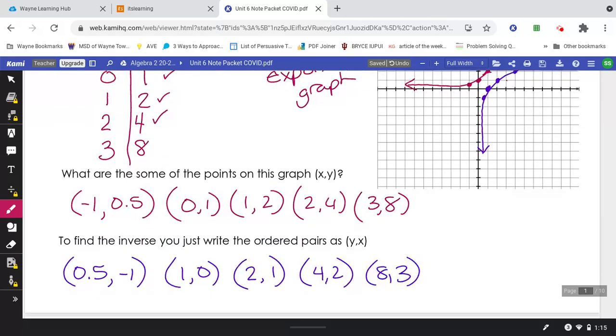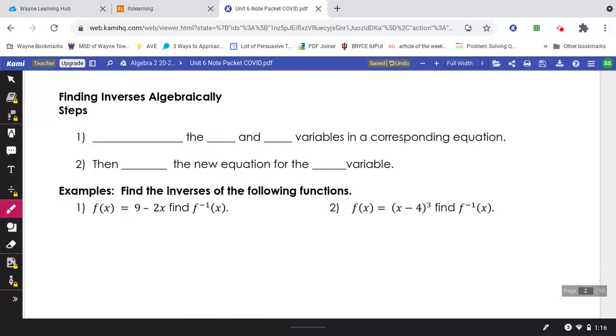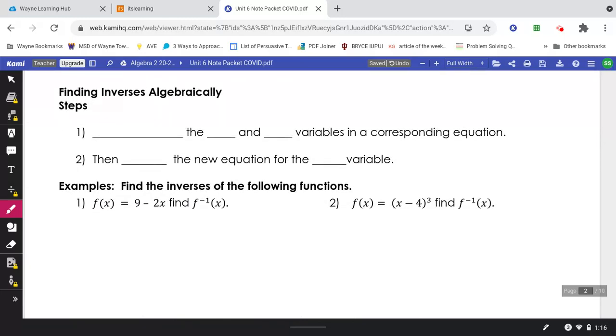All right, for the next part, we are going to do this algebraically. So you've got 2 steps. We're going to start by switching the x and y variables in the corresponding equation. Then we will solve the new equation for the y variable. In other words, get y by itself.